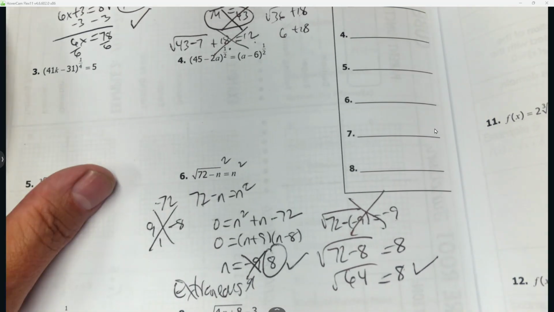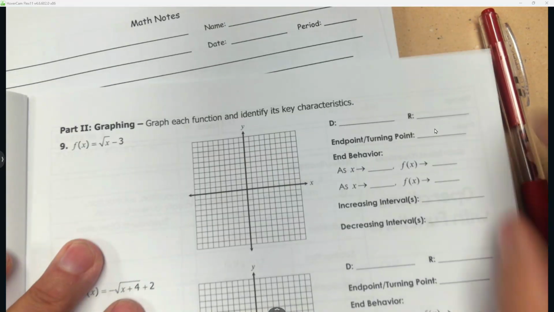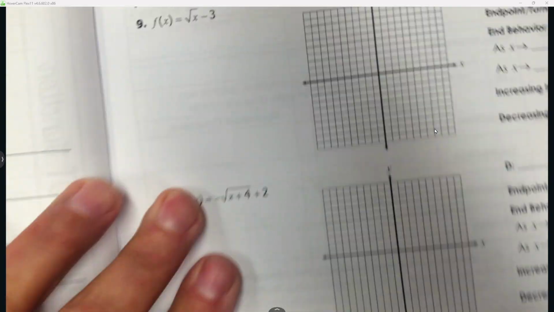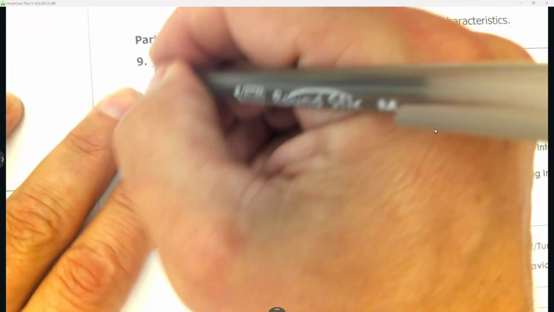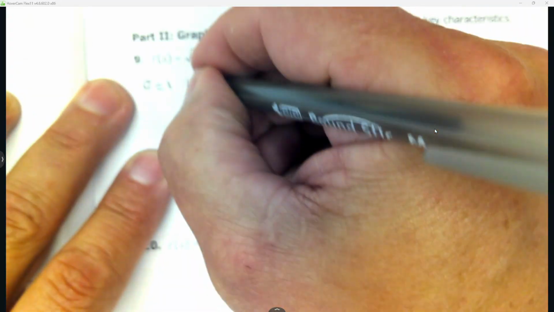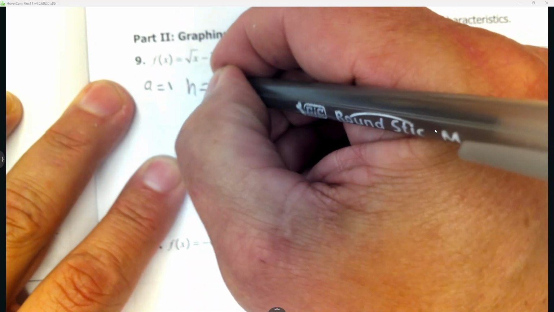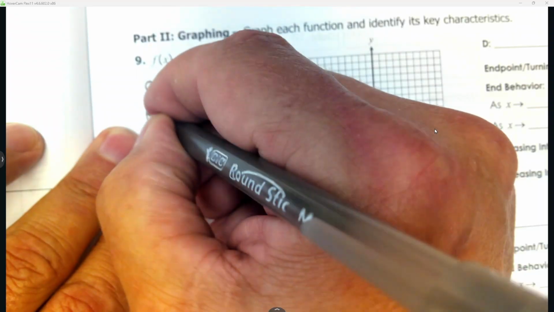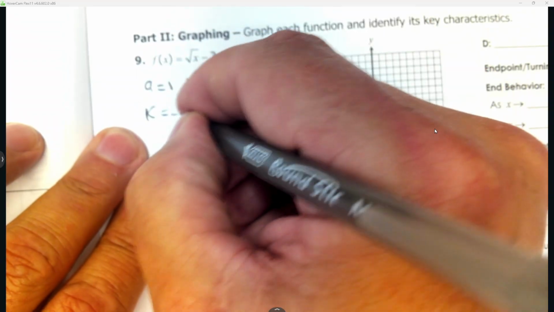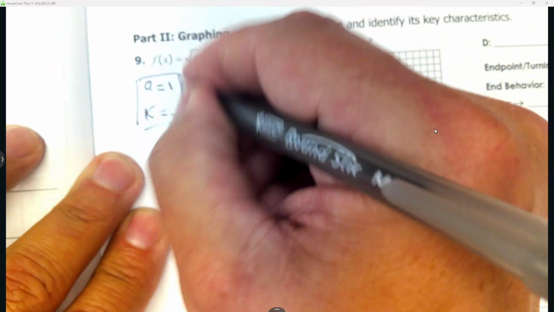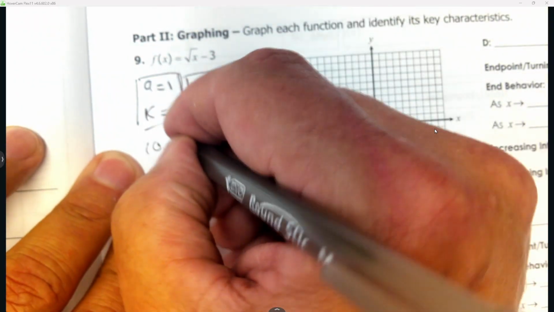All right, solving equations. All right, two graphs here. To graph a square root, we're going to start with a, h, and k. The number I don't see in front is 1. H, I don't see a number under the square root sign. That's actually 0. And then k is the last number, which is -3. So the 3 points I'm going to change are 0, 0, 1, 1, and 4, 2.